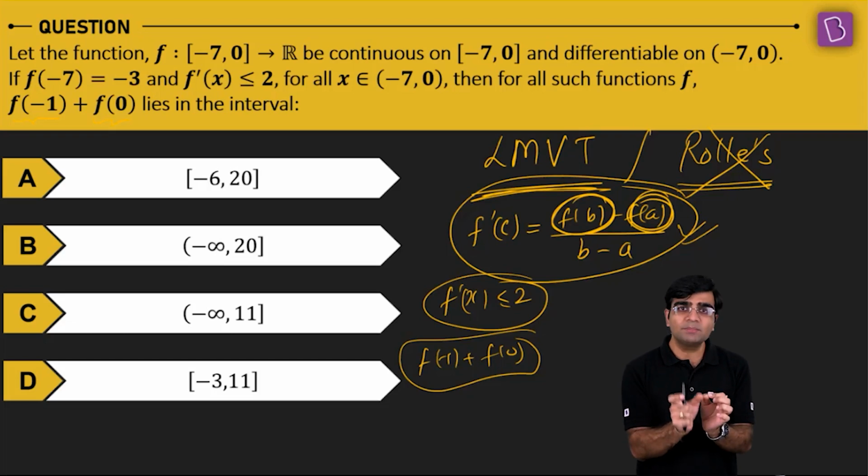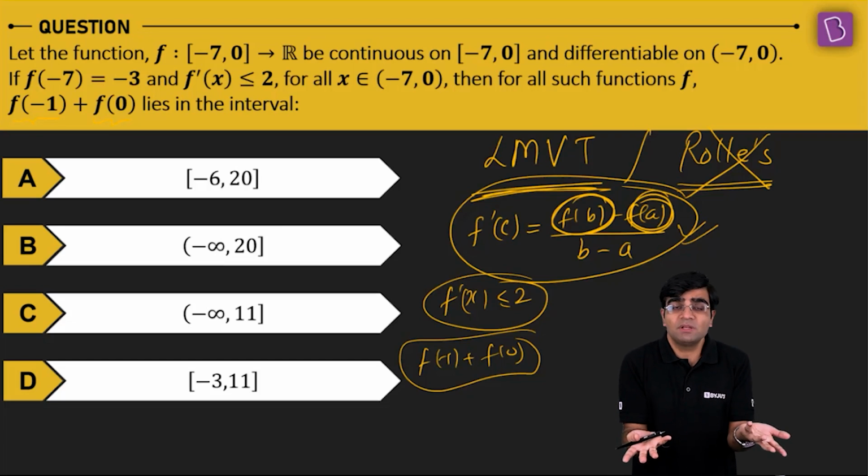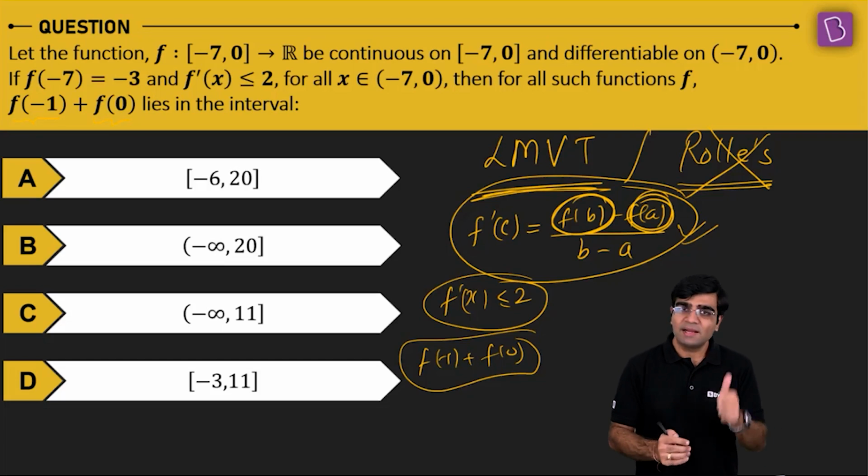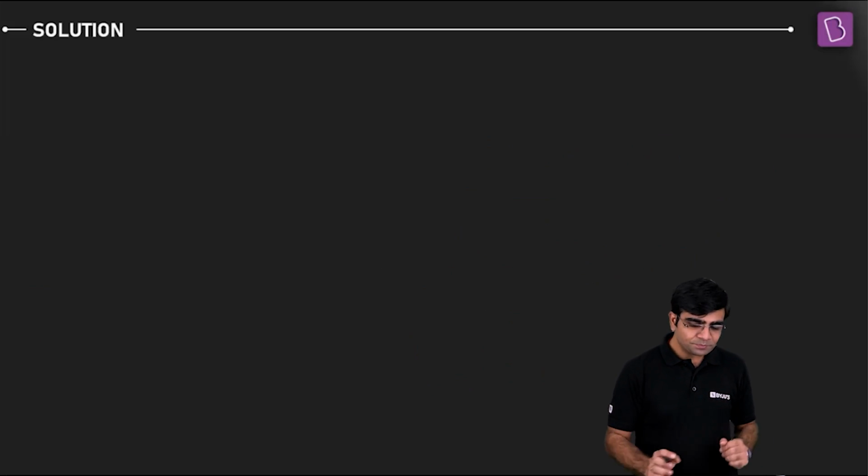The moment I pick up the hint that it's continuous in the closed interval and differentiable in the open interval, and then they are talking about the derivative, oh my god, there's only one way. What do you have to do? Lagrange's mean value theorem, right? Guys, quickly start with that statement.